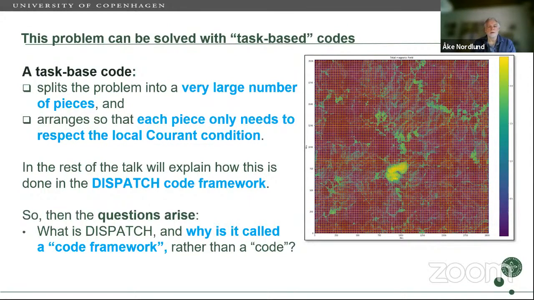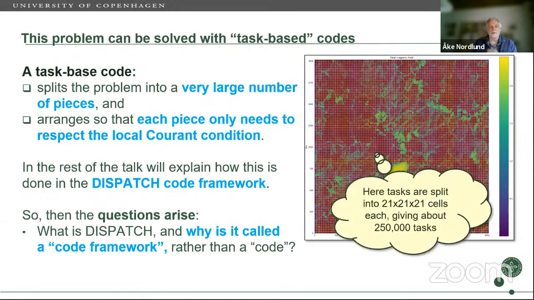So in the rest of the talk, I will explain how this is done in practice in the Splash code framework. And you may then ask, why is it called a code framework rather than a code? And that's what I want to explain also. So in this case, we will get about 250,000 tasks. That's many more than we have cores, and that's exactly the point, because each core needs to have work that can be done all the time.